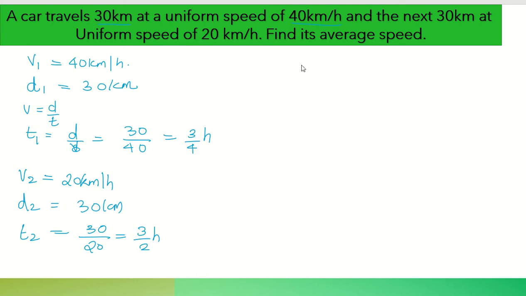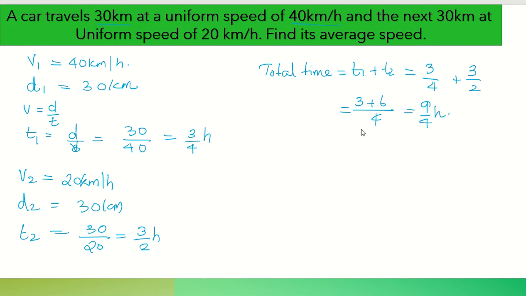Now we have T1 and T2, right? So let's calculate the total time taken. Total time is equal to T1 plus T2. What is T1? 3 by 4 plus 3 by 2. So here we have 4 as the LCM. So 3 plus 6, so we get 9 by 4 hours. So total time taken is 9 by 4 hours.